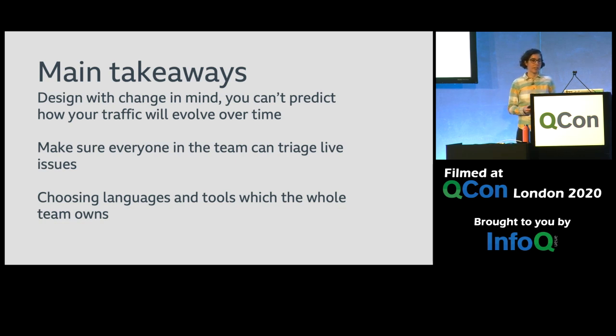And the third one is about being empowered to choose the languages and tools that the whole team owns. Because that way, in some parts of your architecture, where you know the problem really well, perhaps you can take some risks. And in other parts, you just need to go with something that you're very comfortable with, that you can then operate.